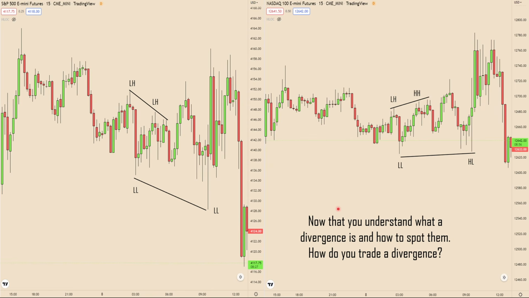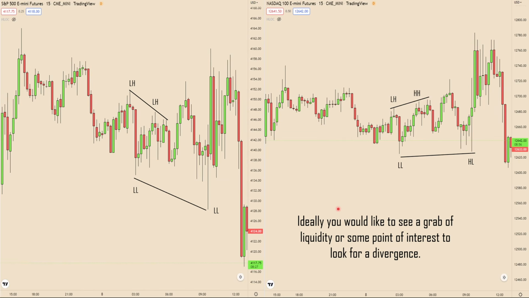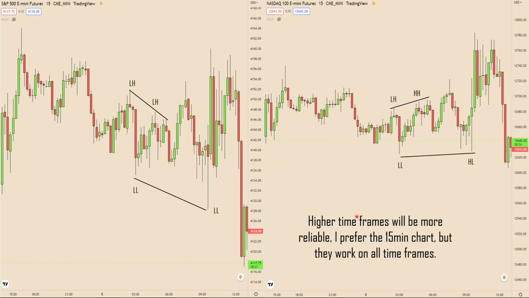So now that you understand what a divergence is and how to spot them, how do you trade a divergence? Ideally, you would like to see a grab of liquidity or some point of interest for these to reach for, when looking for a divergence. Higher time frames are most likely going to be a little more reliable. I prefer the 15-minute chart, but I do use the 1-minute chart quite a bit.